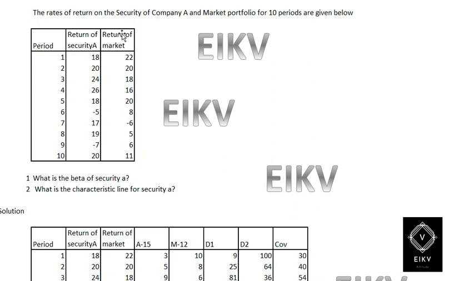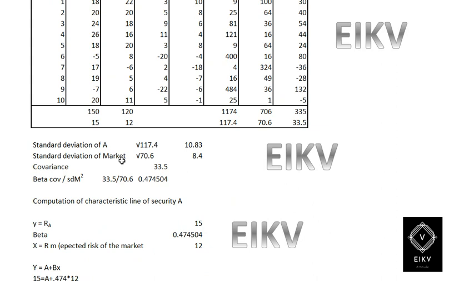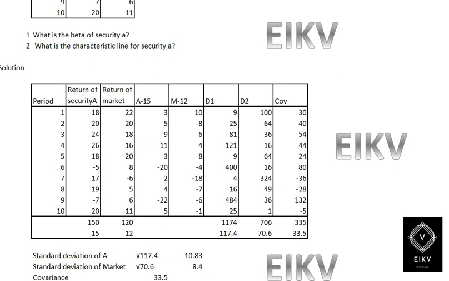The formula for beta would be covariance divided by the standard deviation of the market squared. Therefore, for the computation of beta, we need to compute the standard deviation of the security and the market, and the covariance of the both.